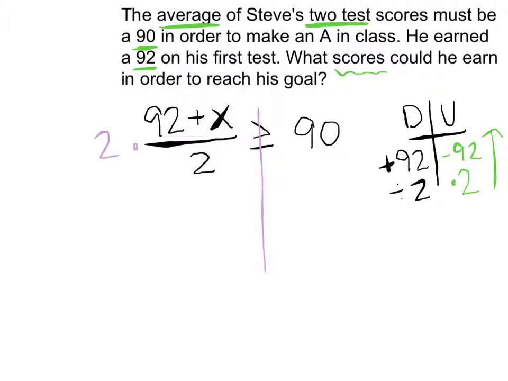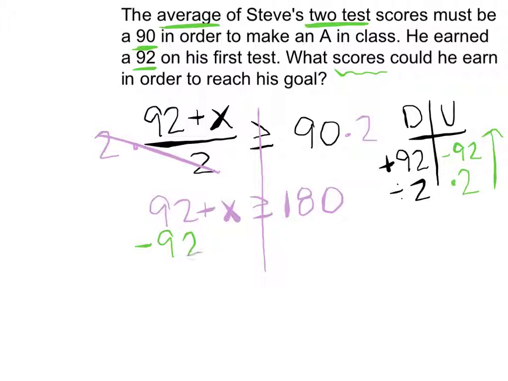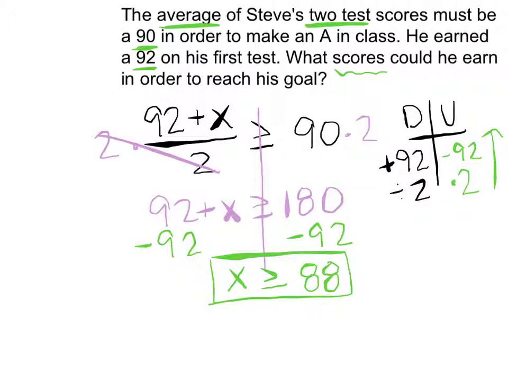Multiply both sides by 2. 92 plus x is greater than or equal to 90 times 2, 180. And the next step says I need to subtract 92 from both sides. So x needs to be greater than or equal to 180 minus 92. Get that calculator again, which is 88. So Steve can score anything greater than or equal to 88, and he can get his A.